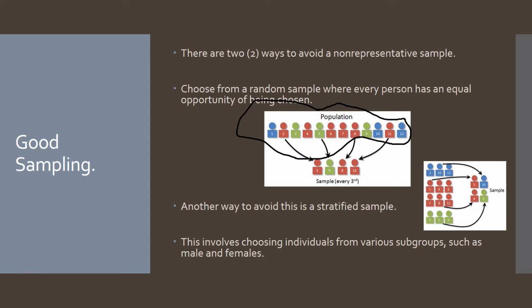Another way to avoid it is a stratified sample. Now this involves choosing individuals from various subgroups such as males and females. So let's say maybe our blue group here is people who are teenagers, our red group are people who are in college, and our green group are people who have college degrees or whatever. What the psychologist would do is take a different number of people from each group. So you can see they took one person from maybe the teenage group, they took two from the college group, and they took one from the group that maybe has a degree. And then they would question them. So that's another way to avoid a non-representative group.